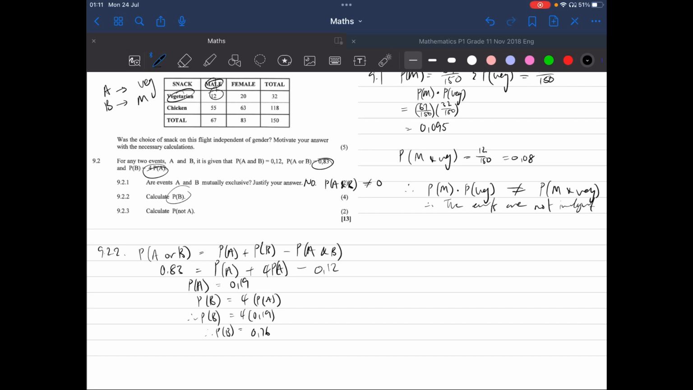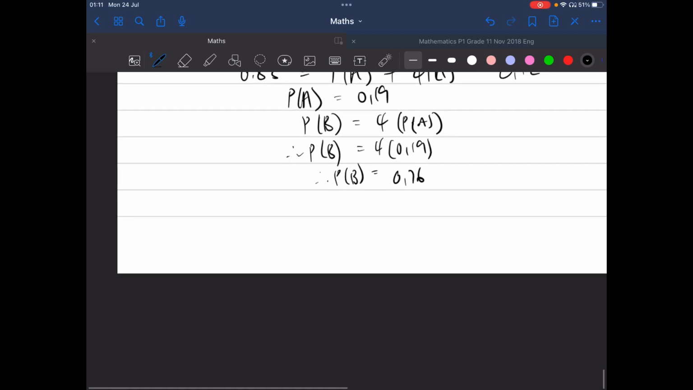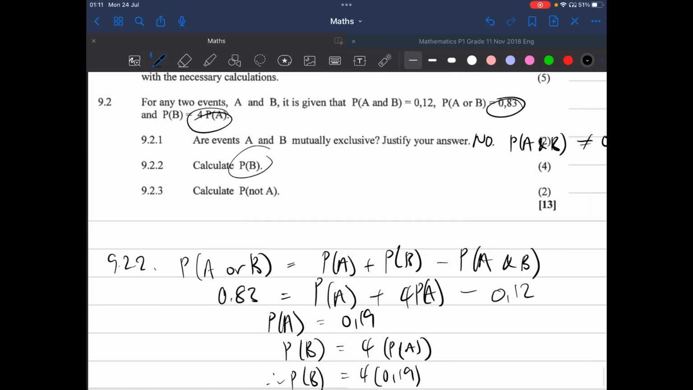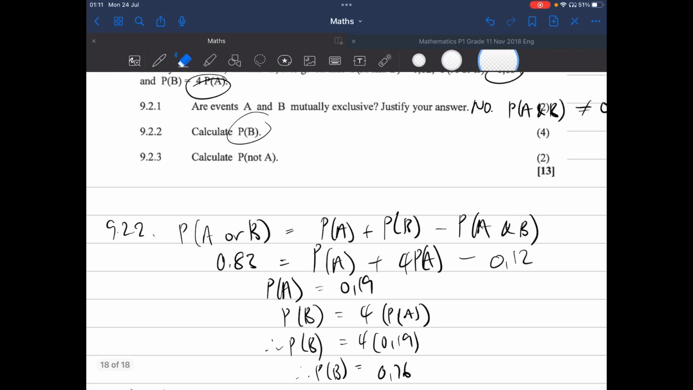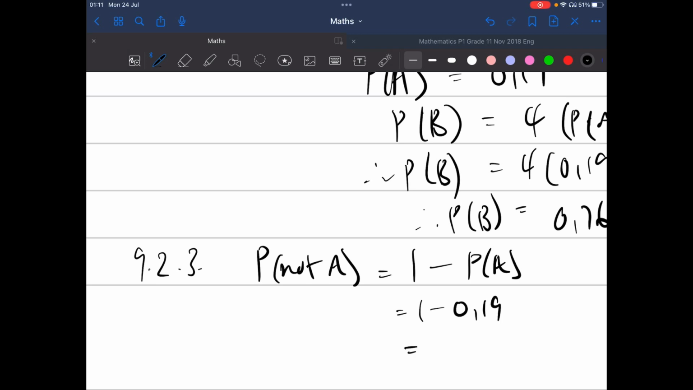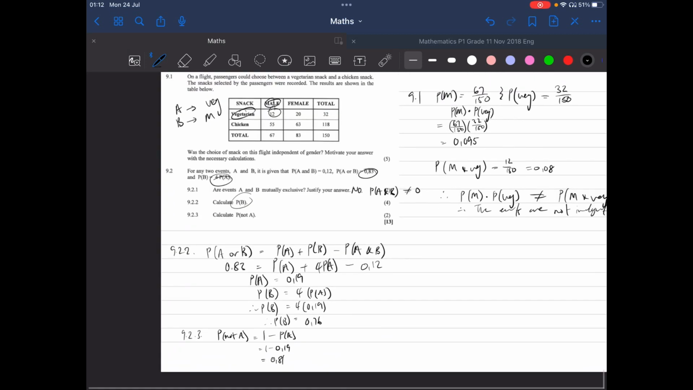Next one says calculate the probability of not A. That's simple. Think about it. The only way to be not A is if you're anything but A. So the probability of not A is just 1 minus the probability of A. So it's 1 minus 0.19, which is 0.81. So that's that.